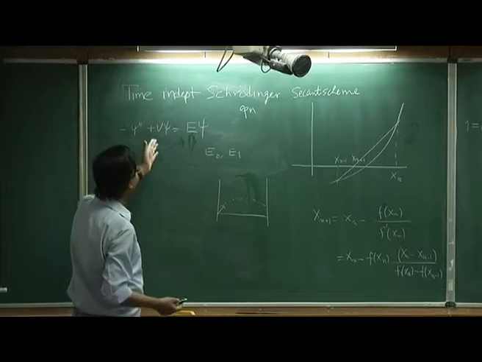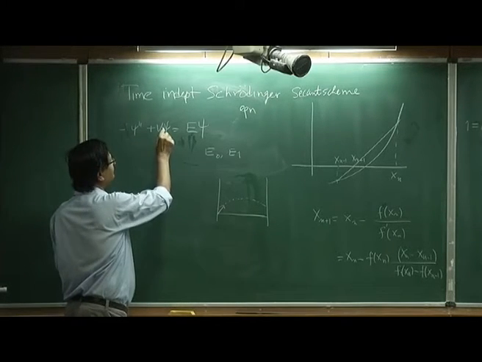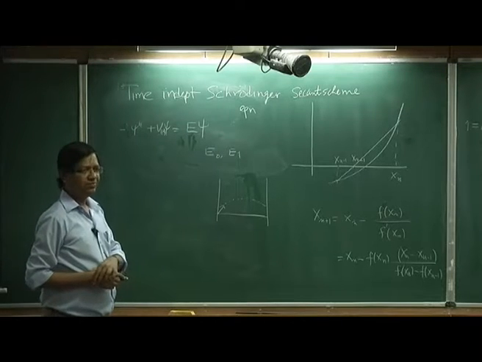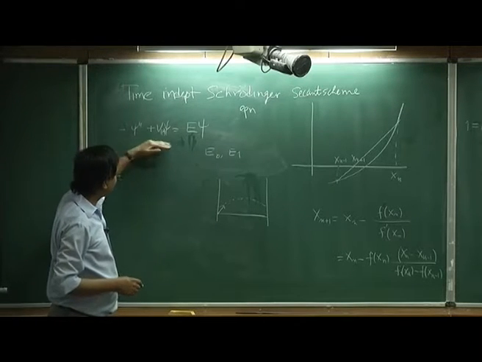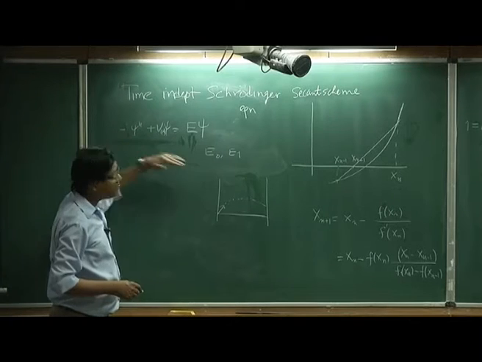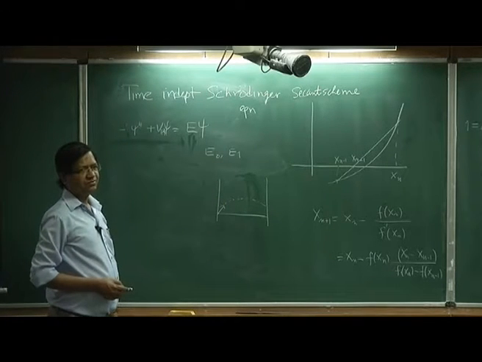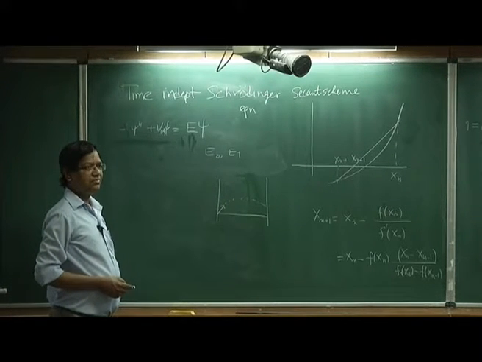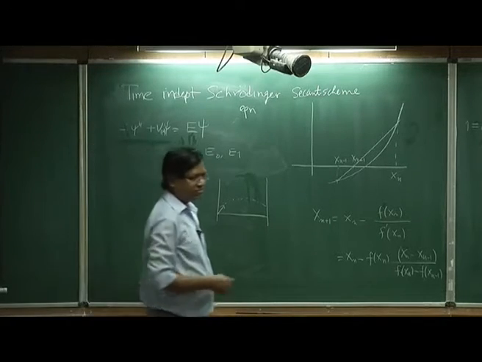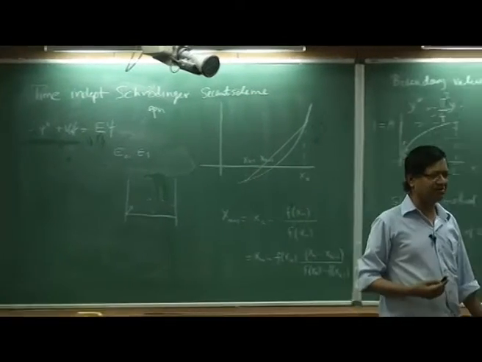So v could be, I am okay with v equal to x. So you have to solve this equation and find the end point. So that is how you solve the time independent Schrodinger equation.